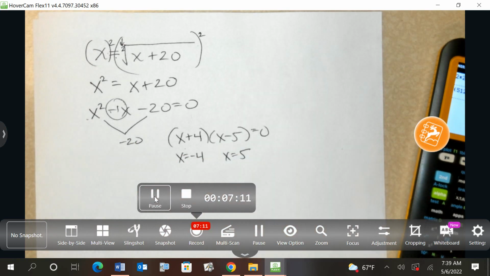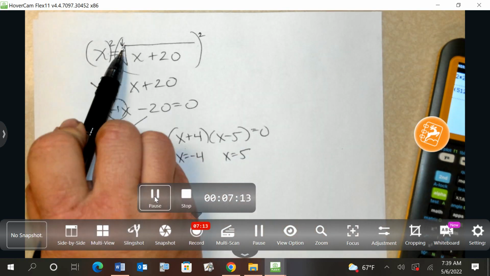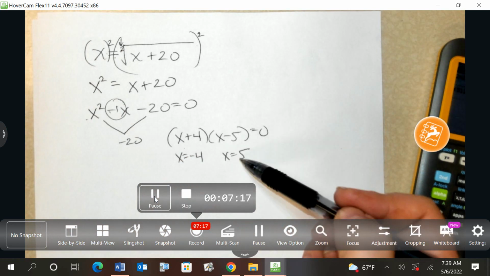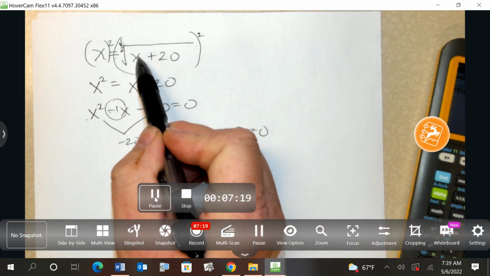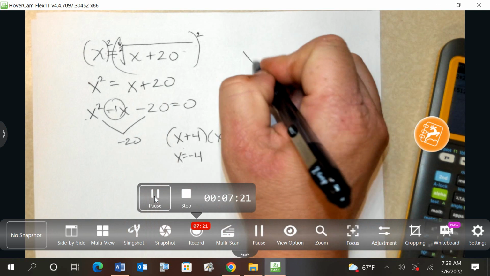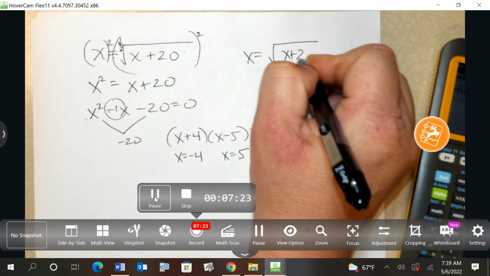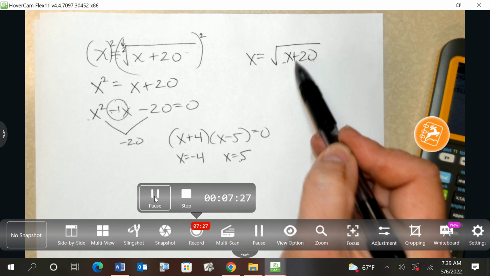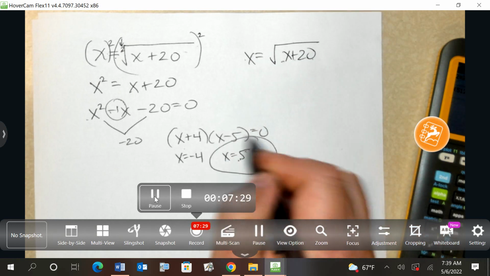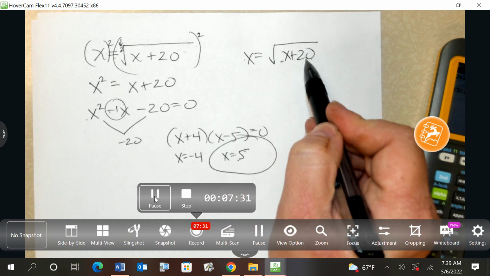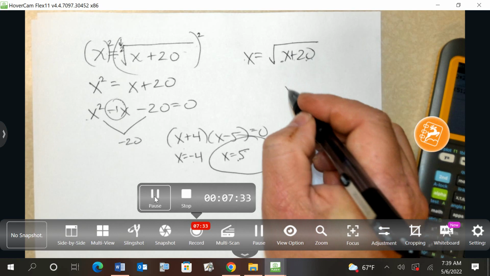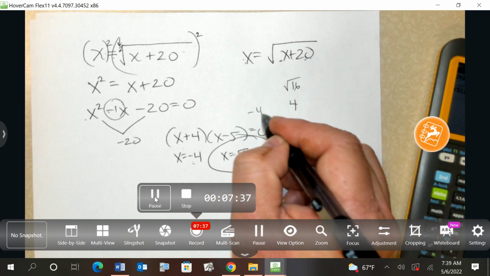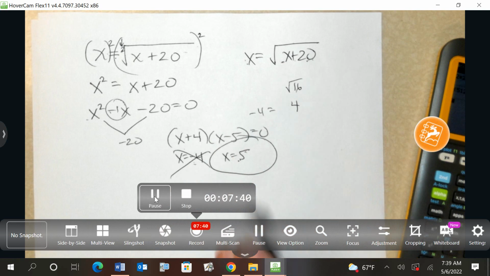Okay, here are my answers. Remember, whenever this is an even number, I do have to check for extraneous solutions. So let's check. I'm going to plug in 5. This is to the original. The original looked like this if it's confusing because my handwriting is messy. 5 plus 20 is 25. The square root of 25 is, in fact, 5. This works. Negative 4 and 20 is 16. The square root of 16 is 4, not negative 4. Those are not the same values.